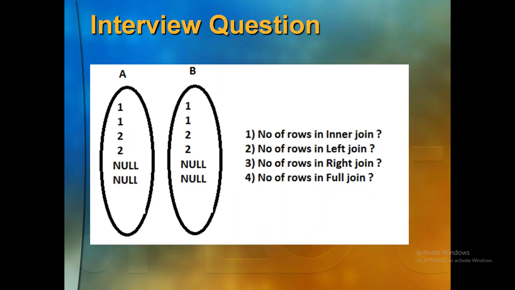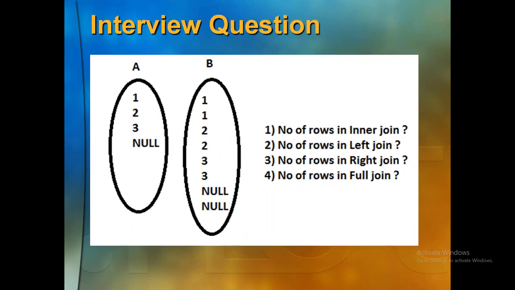And let me give you one more question. I have 1, 1, 2, 2, null, null, and I have 1, 1, 2, 2, null, null. So the number of rows in inner join, left join, right join, and full join. So you tell me these two questions tomorrow. Okay? Send me your answers by tomorrow.